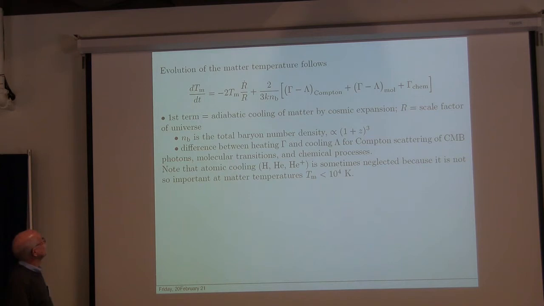And then there's a chemical rate equation. This is the equation of state, you might say. It relates the rate of change of the matter temperature to the rate of change of the scaling factor of the universe, sort of the expansion radius of the universe.